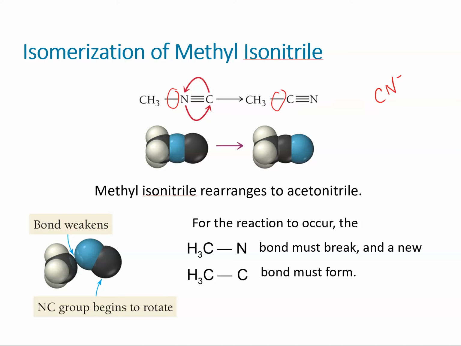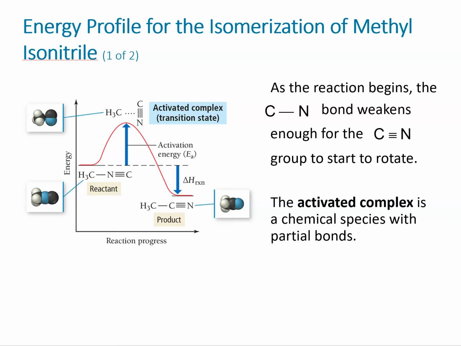So we have this methyl isonitrile, and when it bonds the methyl group to the carbon, you get the solvent acetonitrile. So this is a really nice little diagram here showing the bond between the methyl group and the nitrogen weakening, and it's starting to roll. And as it starts to roll, the carbon becomes available and a new bond can form.